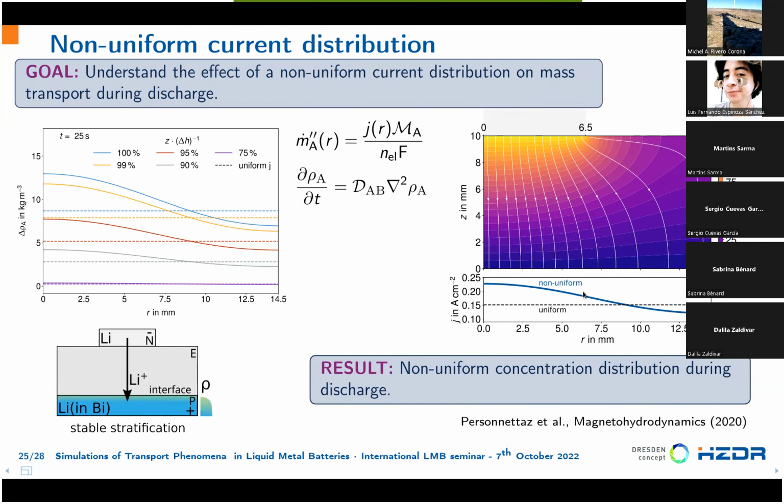And this non-uniform current distribution in charge results in a non-uniform concentration distribution. So we have more lithium concentrated here in the core of the cell and less on the side. So the dashed line here is with uniform concentration, and the continuous line is with non-uniform current distribution.